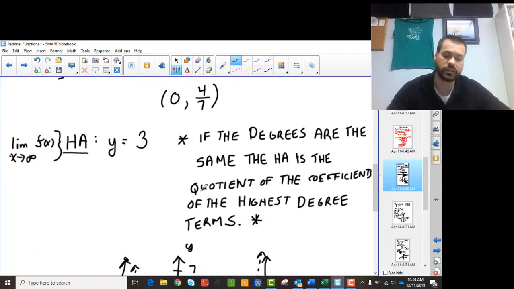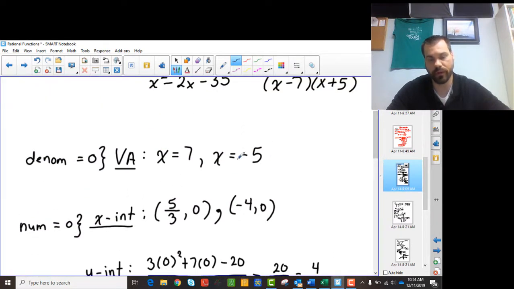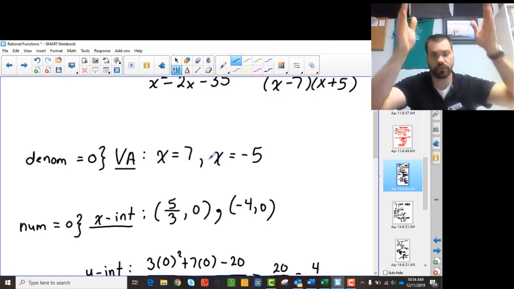However, it's a line. So you write y equals 3. And vertical asymptotes you write as x equals those values. That's why I'm writing them that way. It's actually an equation that's going to indicate a vertical line. All right.